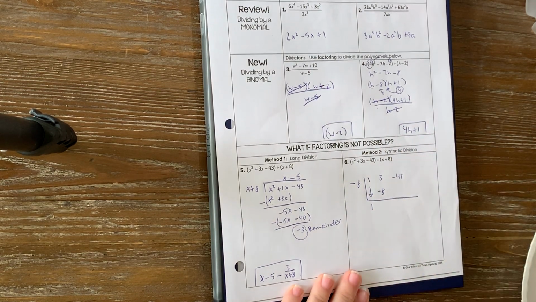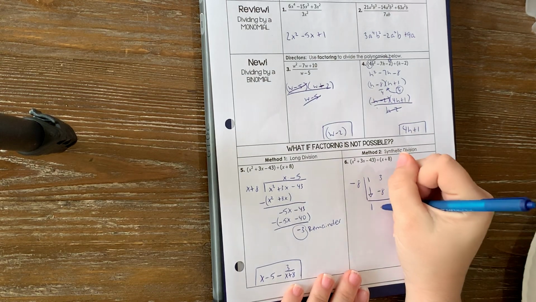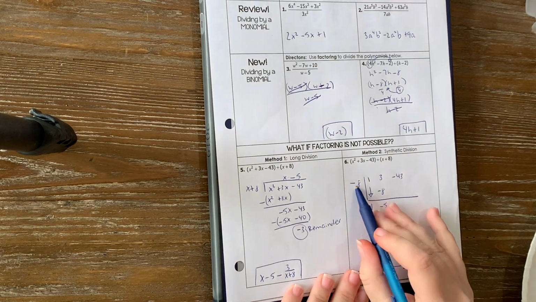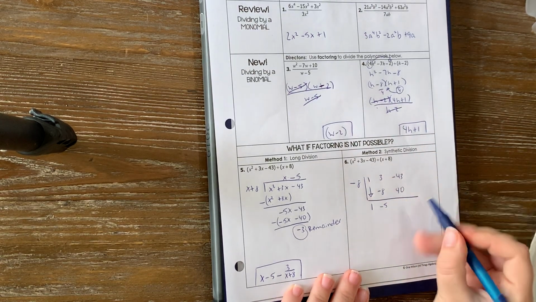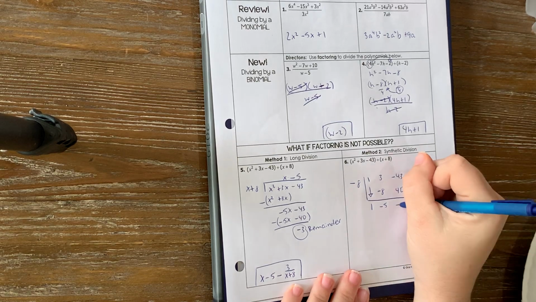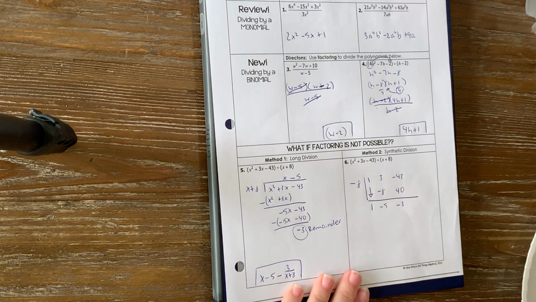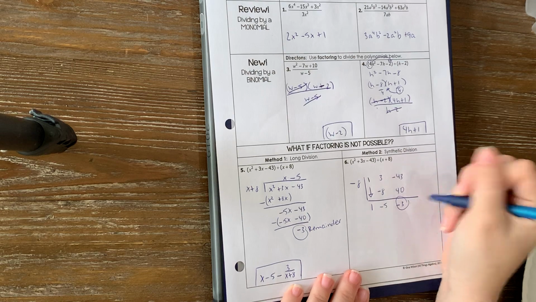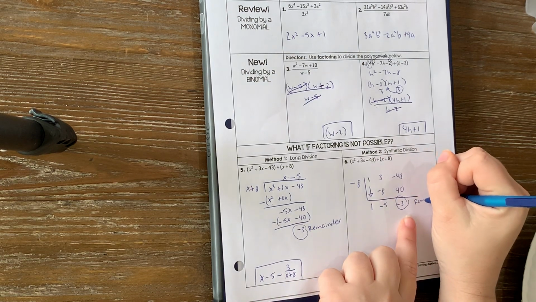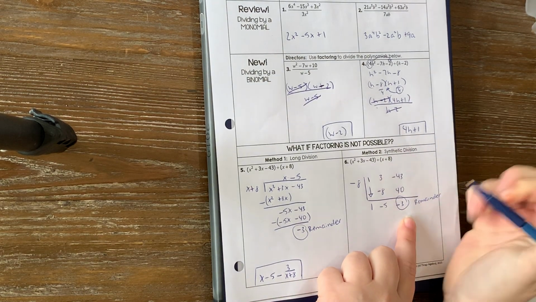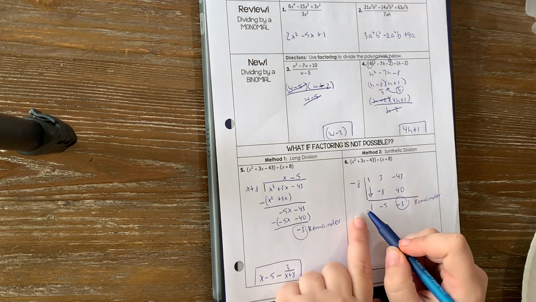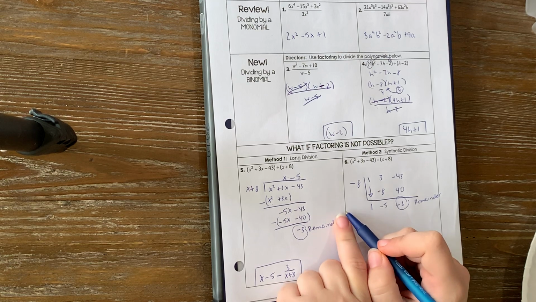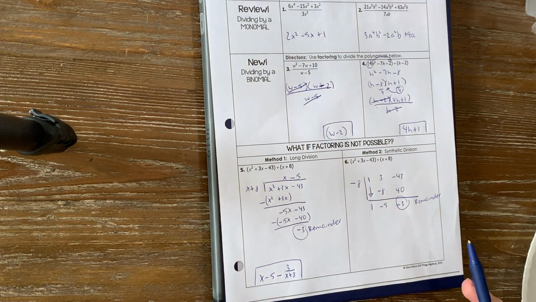Then you're going to add straight down. 3 minus 8 is negative 5. Multiply. Negative 8 and negative 5 is positive 40. Add down. Negative 43 and 40 is negative 3. Okay, this term right here, this is always the remainder. This first number, that's your constant. This is your x. If it kept going, it would be x squared, x cubed, x to the 4th, so on and so forth.